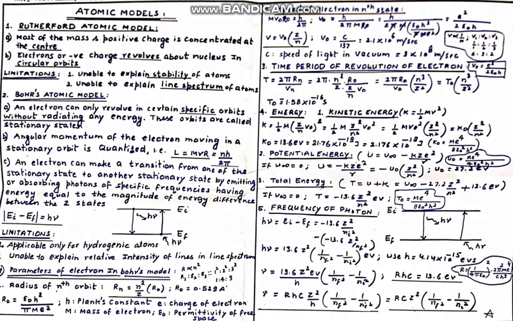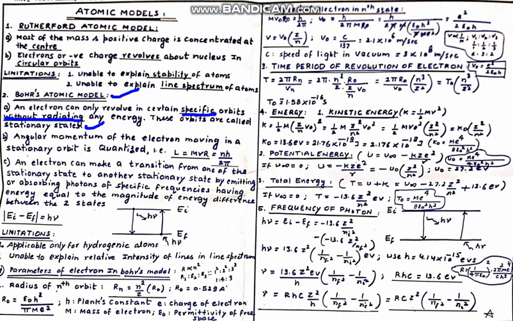Now, to explain these limitations, Niels Bohr proposed an atomic model. According to him, an electron can only revolve in certain specific orbits without radiating any energy, and these orbits are called stationary states. So he proposed that the electron revolves only in certain specific orbits without radiating energy. If it is not radiating energy, then the question of falling into the nucleus is well explained.